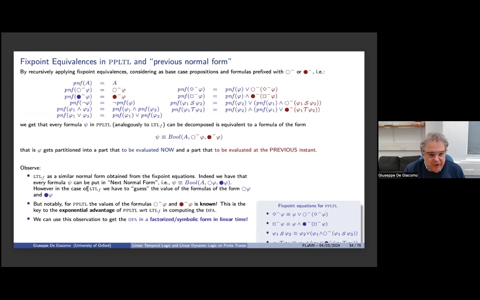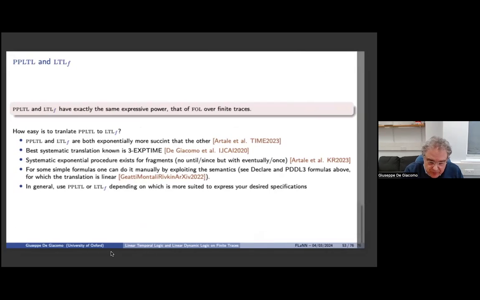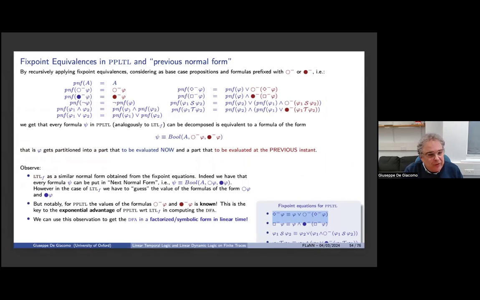There is a very important observation to make on pure past LTL. You can put any pure past LTL formula in something that we can call previous normal form, essentially exploiting the fixed point equations. Notice the fixed point equation for eventually in the past, for example. It says phi is eventually true in the past if phi is true now, or previously, in the previous step, it was true that eventually phi in the past.